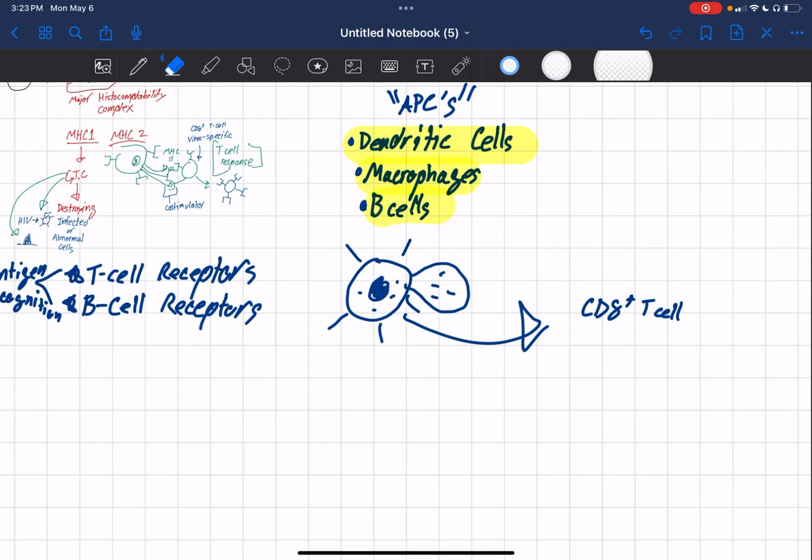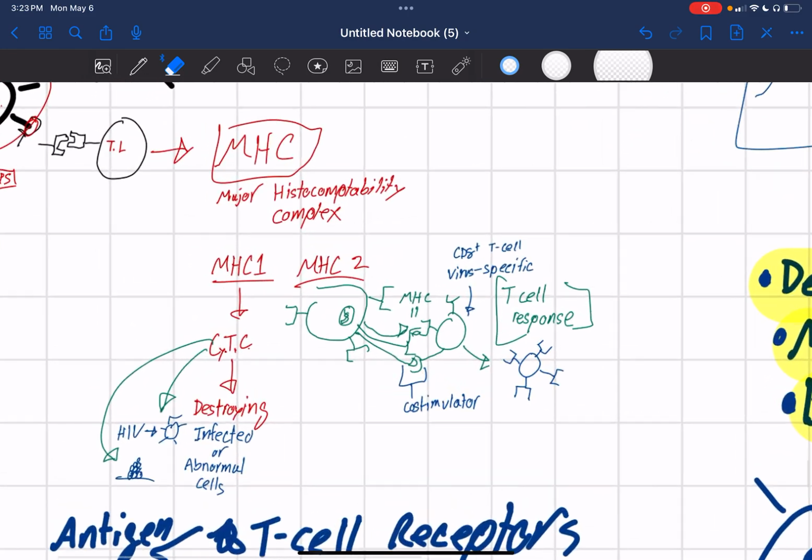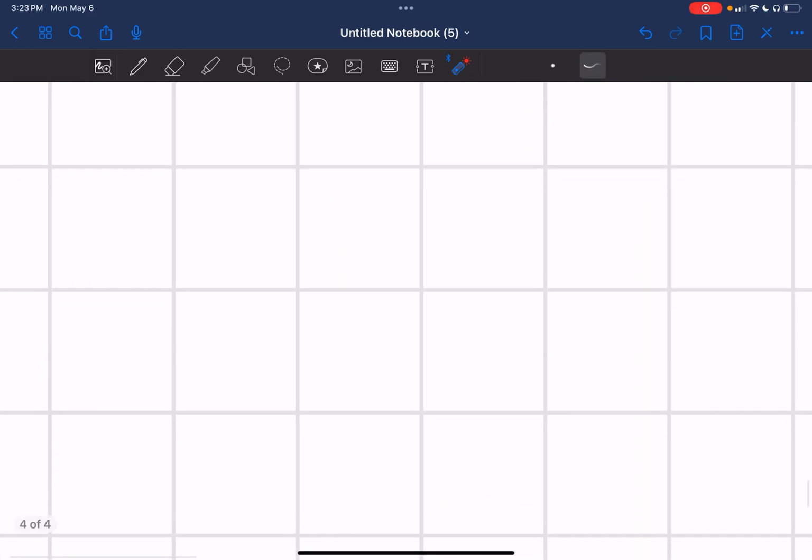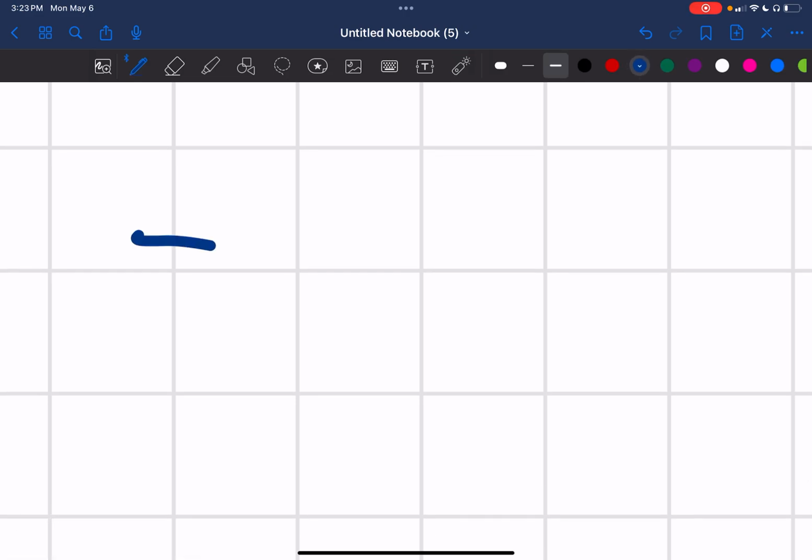So now we know that about B cells and T cells. What I can go over now is how the immune system detects these different types of pathogens, like tuberculosis, the lipopolysaccharide, right? Essentially, what's going to happen is this pathogen right here. I'm going to come down and draw it right here.